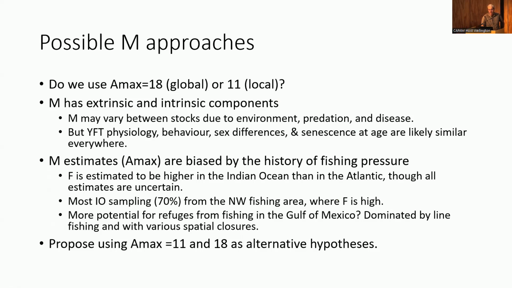So on the one hand, we've got an estimate of 11 for the Indian Ocean. On the other hand, we know that yellowfin can live to 18 years old. So those are two possible hypotheses, and given the fishing pressure in the Indian Ocean, the option that we decided on was to propose using both 11 and 18 as alternative hypotheses.